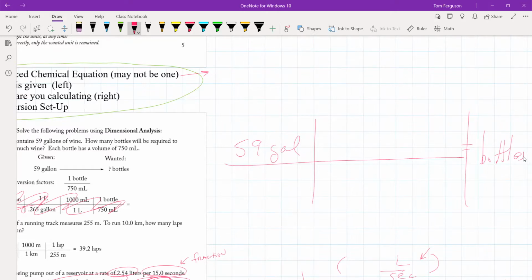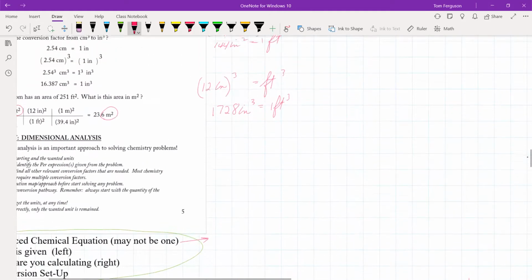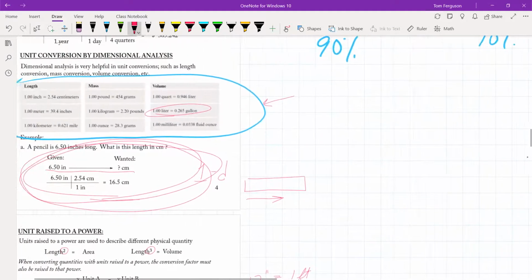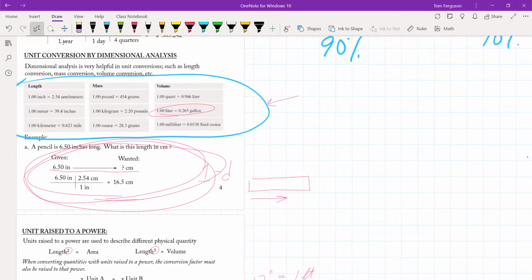Do you have a relationship between gallons and bottles? No, but you've got a relationship between milliliters and bottles. Okay. So over here we have that, and what's the relationship between gallons and liters? That's going to tie those two together there. Okay. So we're using 0.265 gallons in a liter.